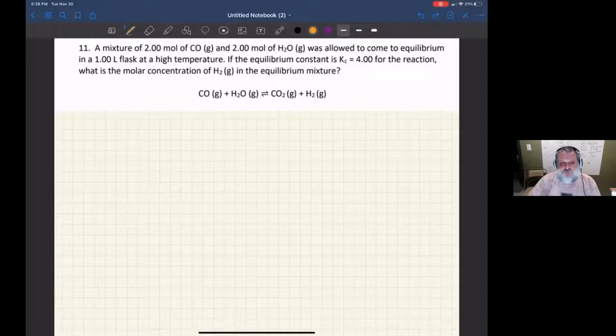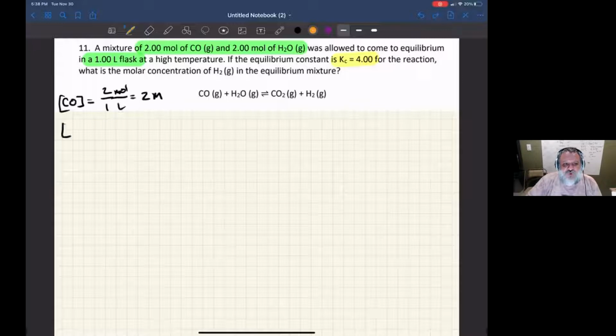It says a mixture of 2 moles of CO and 2 moles of H2O is allowed to come to equilibrium in a 1 liter flask. The equilibrium constant is 4.0. It wants you to calculate the concentration of H2, one of the products. So I give you the equilibrium constant, and you have to have molar concentrations. But in this case, I'm telling you it's 2 moles of each of these reactants in a 1 liter flask. So at the end of the day, it's 2 divided by 1.